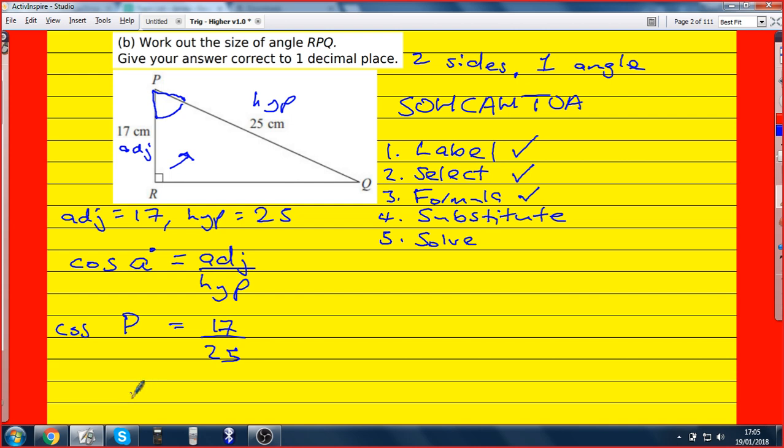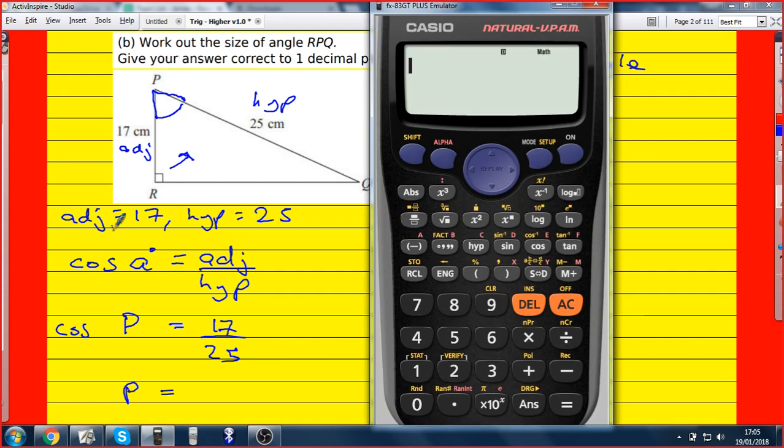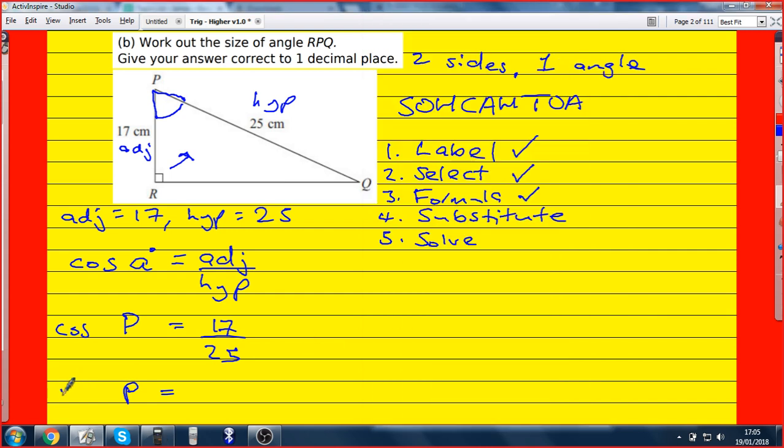How do we do that? You just have to work out 17/25. So 17 over 25 is 0.68. So cos P is 0.68. We want to know what P is. So how do we go from having cos P to just P? You got to get rid of the adjacent and you got to find the hypotenuse because that's the only one that's not adjacent or opposite.